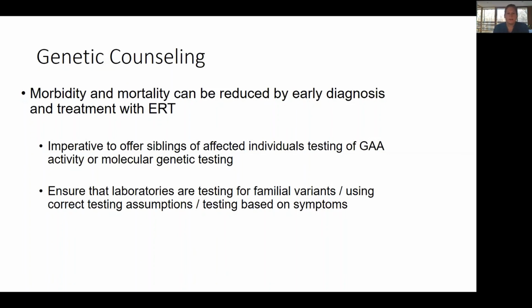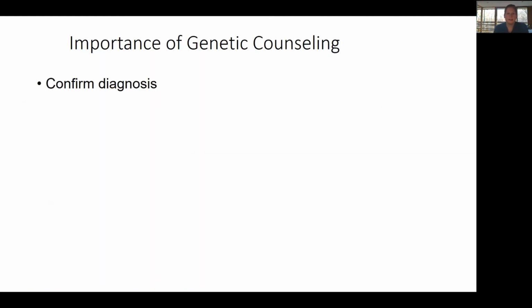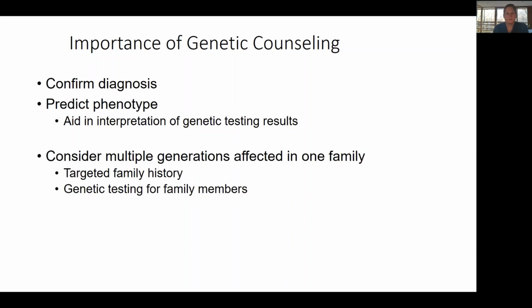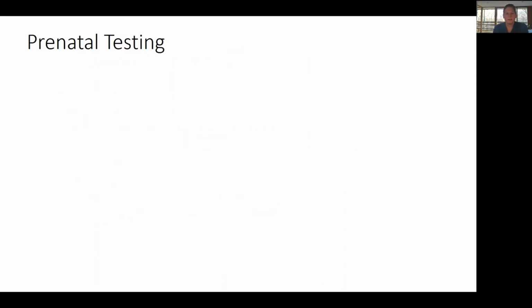Morbidity and mortality can be reduced by early diagnosis and treatment with ERT. It is imperative to offer siblings of affected individuals testing of GAA activity or molecular genetic testing, ensuring that laboratories are testing familial variants using correct testing assumptions and testing based on symptoms. Genetic testing and genetic counseling are important because they can help confirm the diagnosis, predict the phenotype, aid in interpretation of genetic testing results, help determine testing strategies for multiple generations in one family, and coordinate treatment and management.